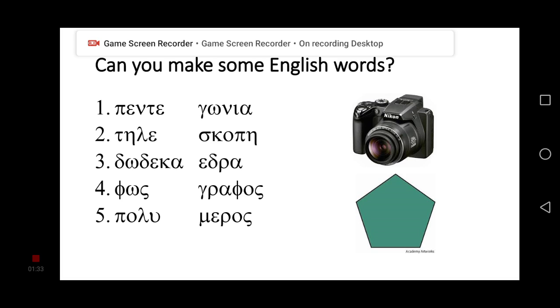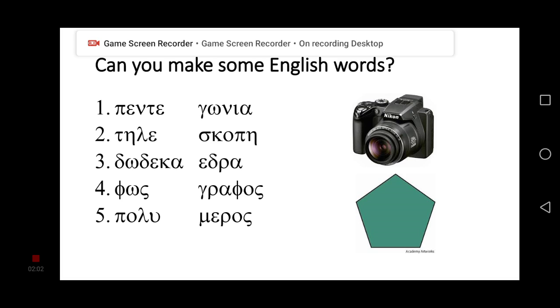Number 4, phos and graphos. Sometimes with the Greek words, you have to add additional letters in English. This is to do with cases in Greek, and we'll come to that a little bit later. There's different forms of the word phos, photos, and that's where we get photographos, photograph. Phos is light, and graphos is writing.